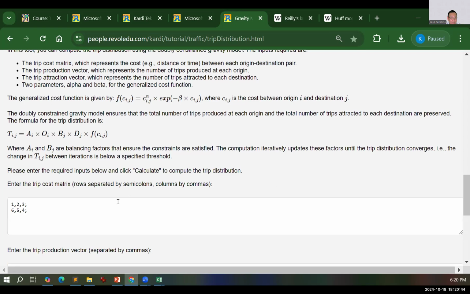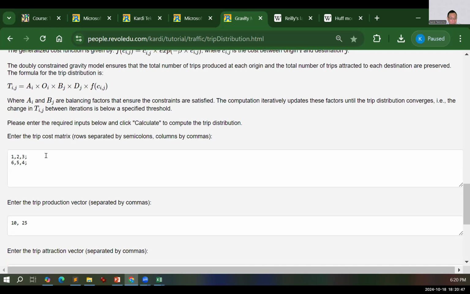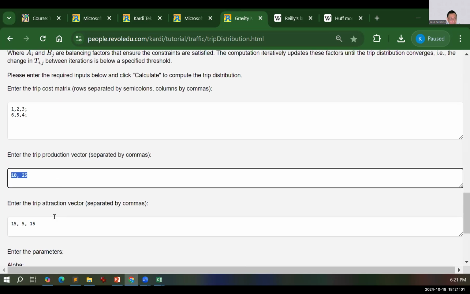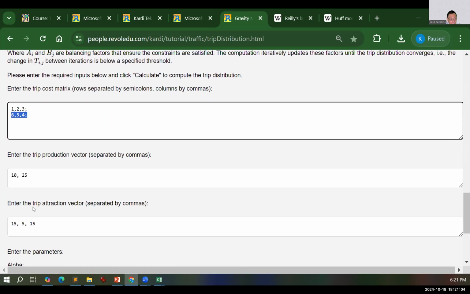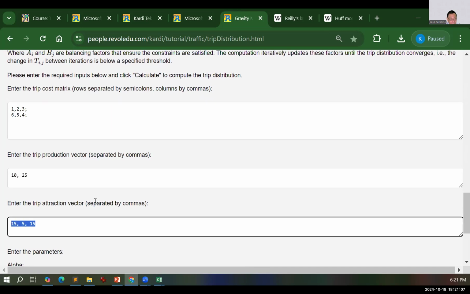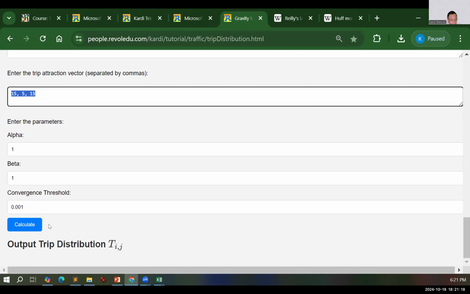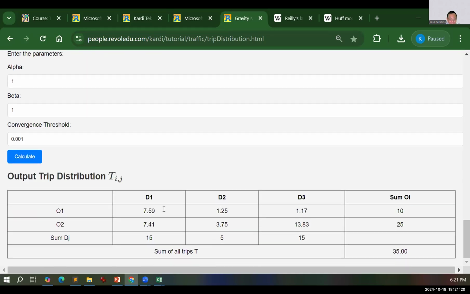All you need to do is put the trip cost matrix, or this is an example trip cost matrix. Of course, the number of trip production. This is 2 rows, so you need to put 2 rows, and this one has 3 columns, so for the trip attraction you put 3 columns. This parameter you can set to any values. We don't have the TLD, so you can just put any. Then you calculate there, so you can get the TIC.